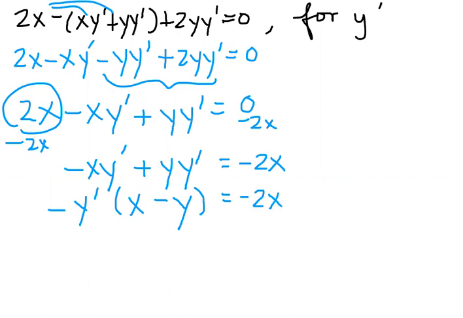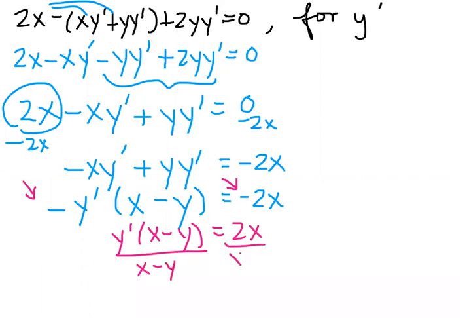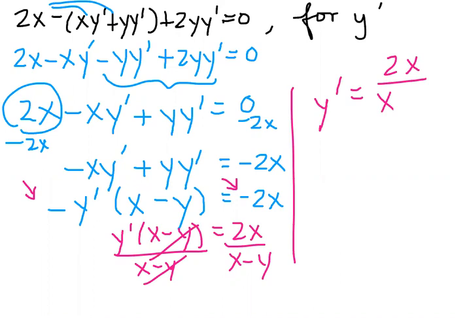The only reason that that really benefits us, or helps us, same thing, is that now both sides have this negative multiplied to a quantity, and you can divide through by -1 and rewrite this as y prime times x minus y equals a positive 2x. And now when we divide by x minus y, you have an answer that doesn't have a negative coefficient, it doesn't have a negative leading term, and you get that y prime equals 2x over x minus y, which is the final simplified solution for this problem.